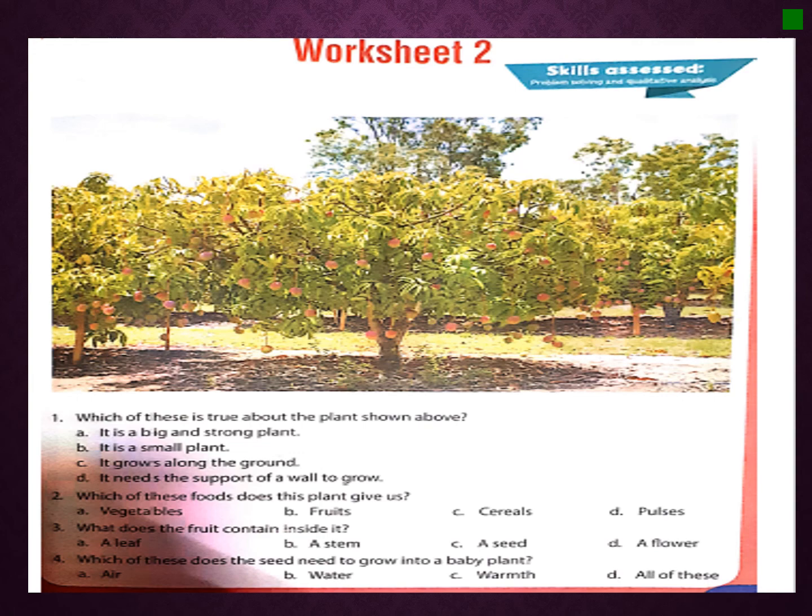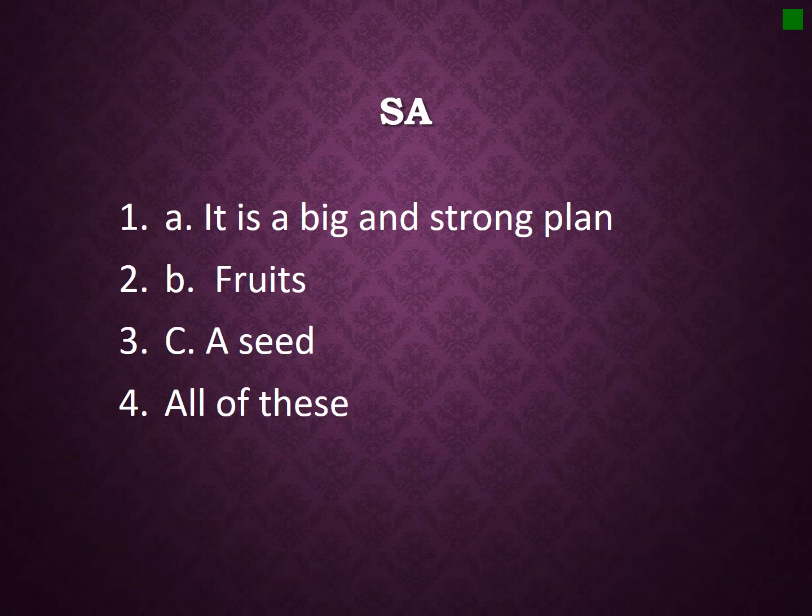4. Which of these does the seed need to grow into a baby plant? Air, water, warmth, or all? If it needs air, water and warmth, all these, then you will circle all. So here you can check your answers.